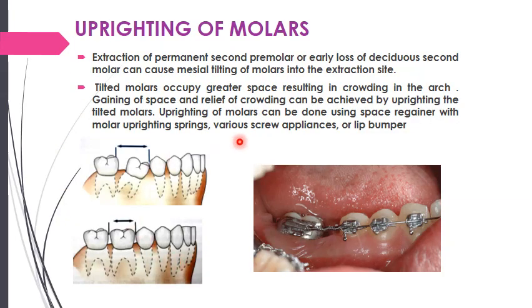The other way of creating space is by uprightening the molars. The extraction of permanent second premolar or early loss of deciduous second molar can cause mesial drifting of the molar inside the extraction side. The tilted molars usually occupy much greater space, resulting in a crowding in the arch. So gaining the space and relief of the crowding can be achieved by uprightening the tilted molar. That can be done using the space gainer or various screw appliances or lip bumper.